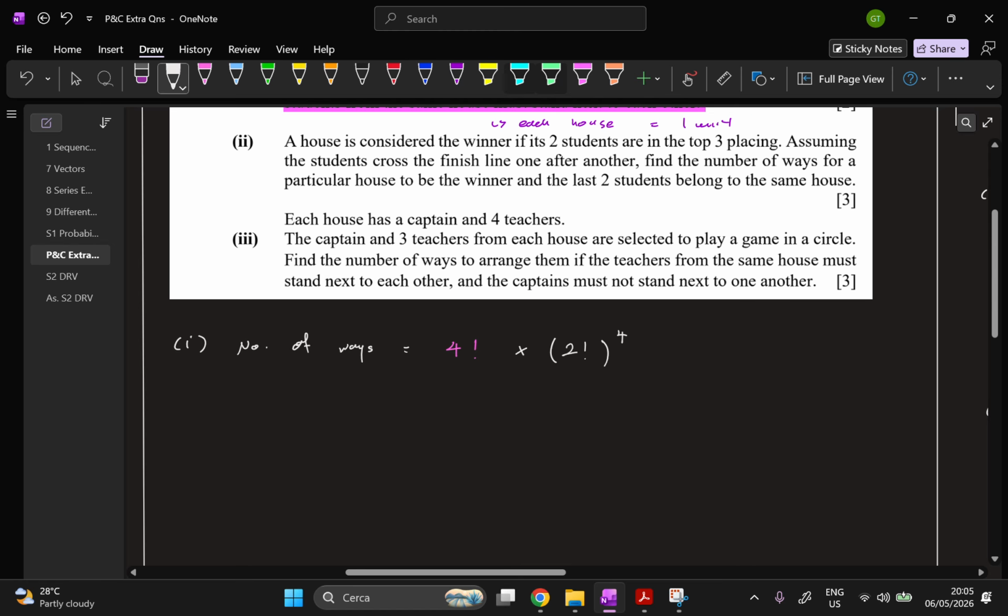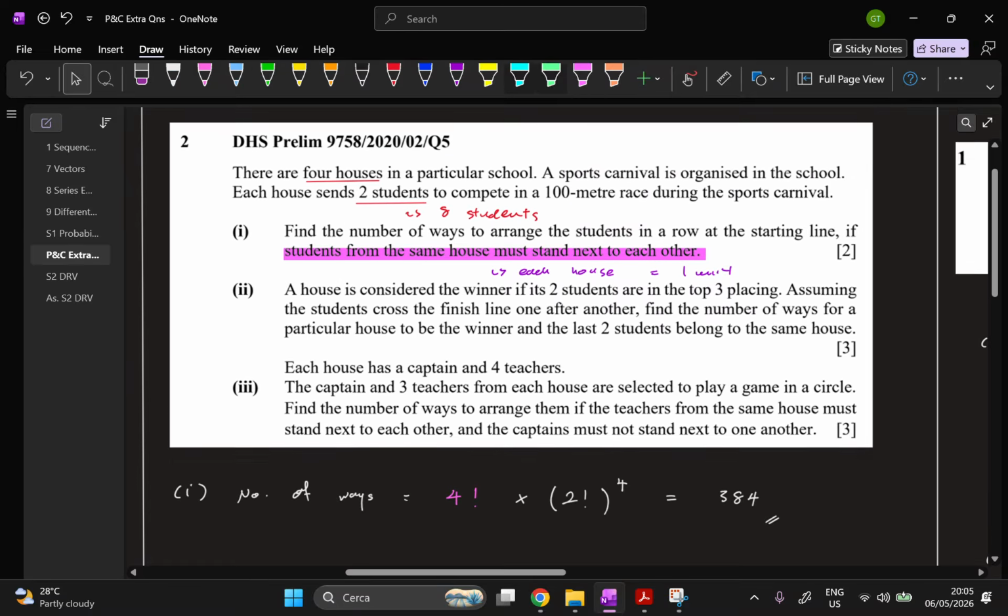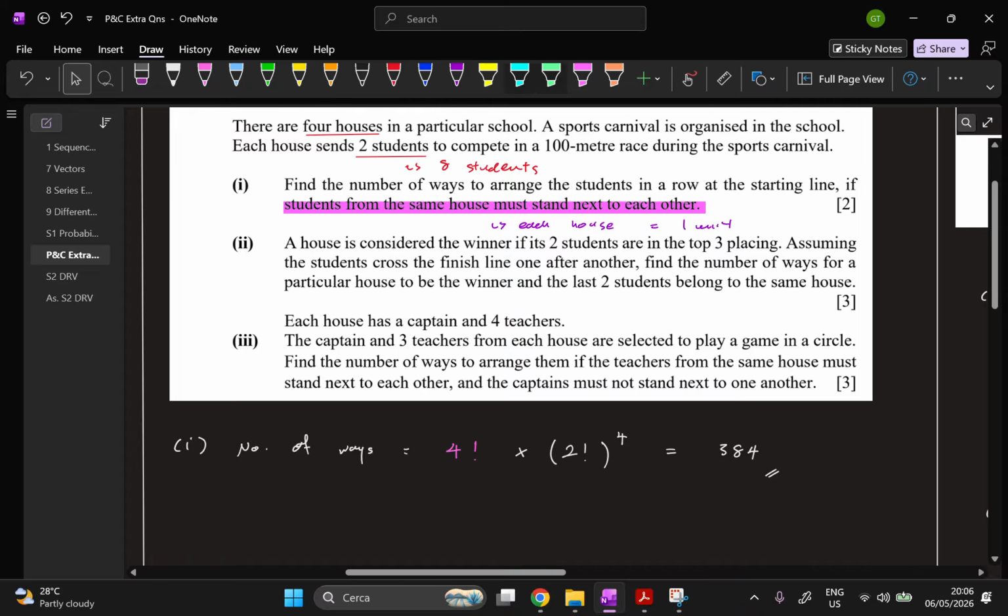Or if you want to use more pen ink by writing this out 4 times just for your own peace of mind, fine. Anyway, press your scientific calculator. This is just 384.